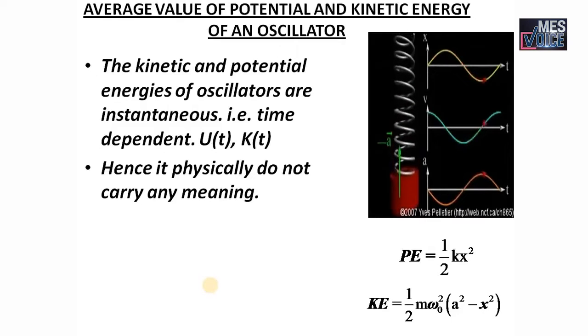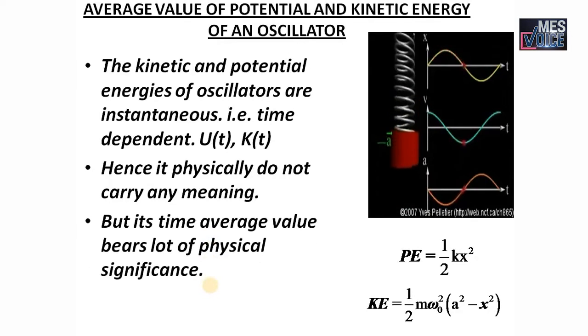We get a physically meaningful expression when we get something called the average value, because an instantaneous value does not have any meaning, mainly because that is not a measurable thing. Measurable is something which we get when we take the average. So today in this class, we will find the average value of potential energy and kinetic energy of a harmonic oscillator in a complete period.